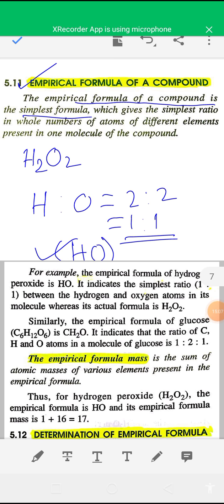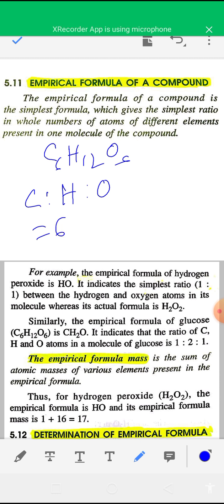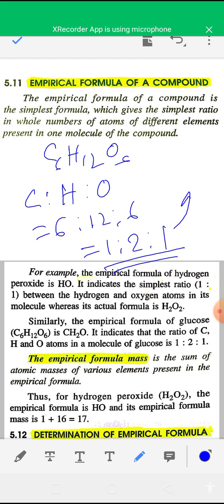Similarly, the molecular formula of glucose is C6H12O6. In one molecule of glucose there are 6 carbon, 12 hydrogen and 6 oxygen. So the ratio is 6 to 12 to 6, that is 1 to 2 to 1, and this is the simplest ratio. So according to the simplest ratio, the simplest formula of glucose is CH2O, and this is the empirical formula of glucose.